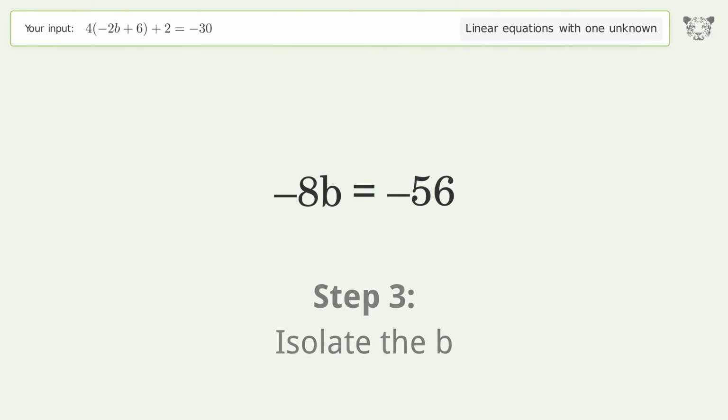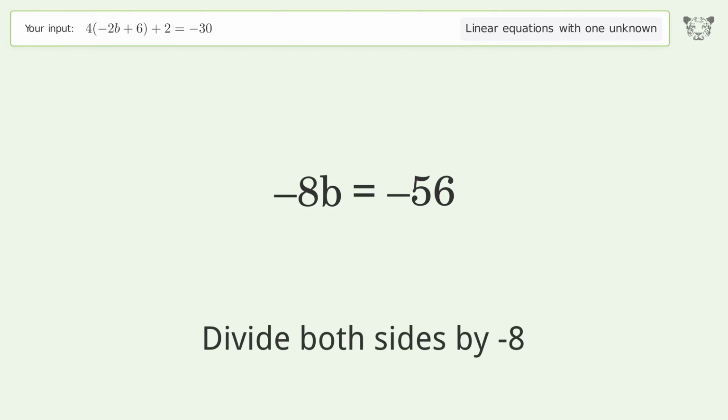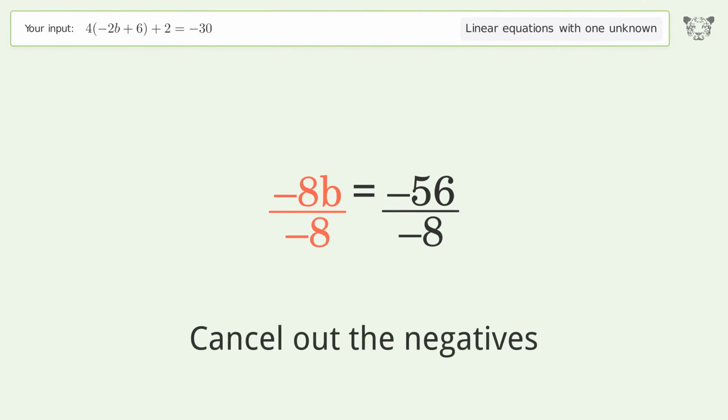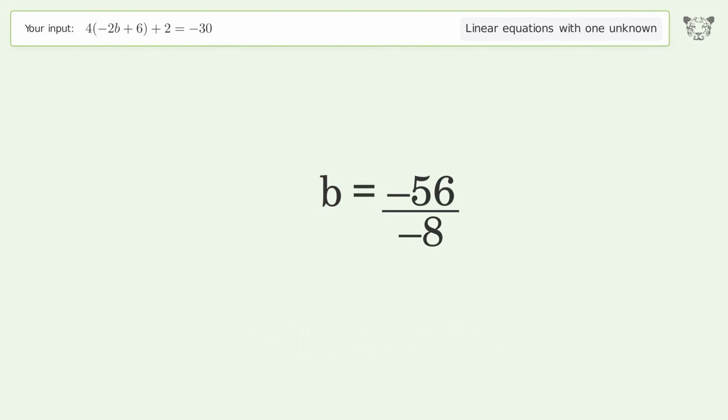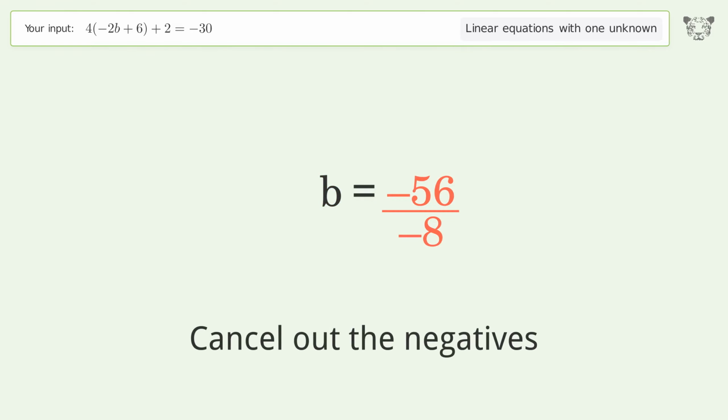Isolate the b. Divide both sides by -8. Cancel out the negatives. Simplify the fraction. Cancel out the negatives.